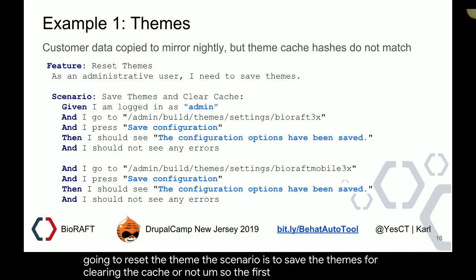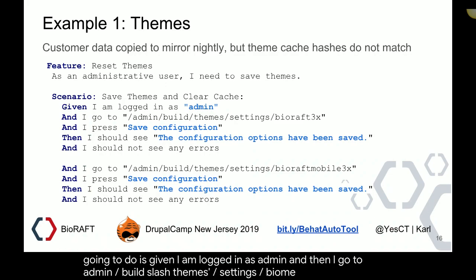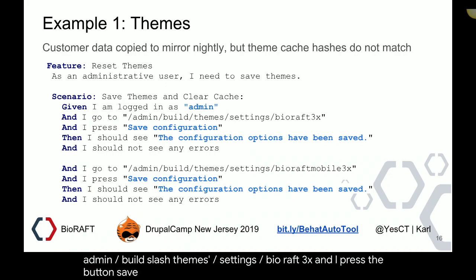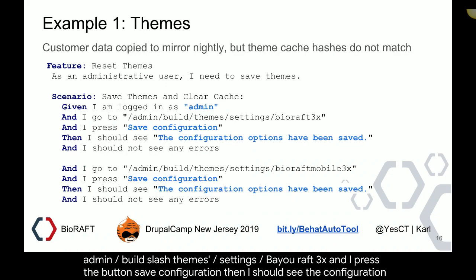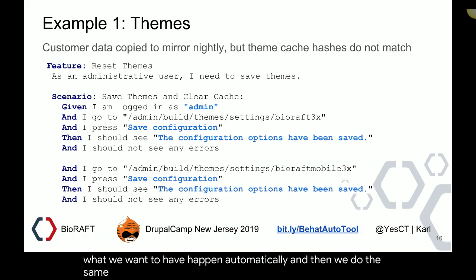So the first thing the scenario is going to do is, given I am logged in as admin, and then I go to admin slash build slash theme slash settings slash bioraft 3x, and I press the button save configuration, then I should see the configuration options have been saved, and I should not see any errors. So this is what we want to have happen automatically, and then we do the same thing for the mobile theme. So we have two themes on the site.